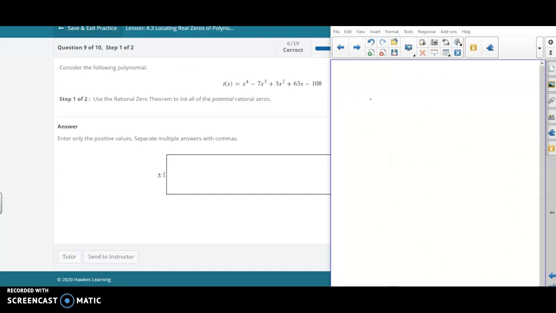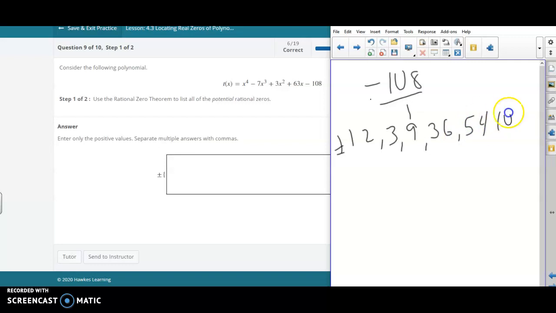So first part of number 9, here's a list of all the potential rational zeros. Well, that's going to be all factors of -108 over 1. So it's basically factors of -108. So it's going to be plus or minus 1, and then 2, and then 3, and 9 goes in there also. 9. I think 36 goes in there. 36 times 3. Yes. And half of that would be 54, and then 108. Lots of possible answers for that one.